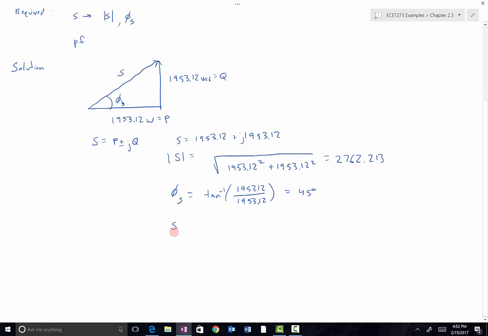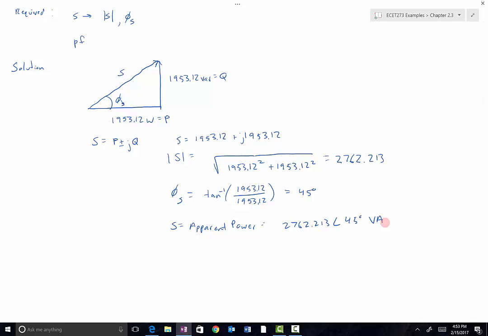Therefore, we say that the apparent power in the circuit is 2,762.213 at an angle of 45 degrees volt-amps.